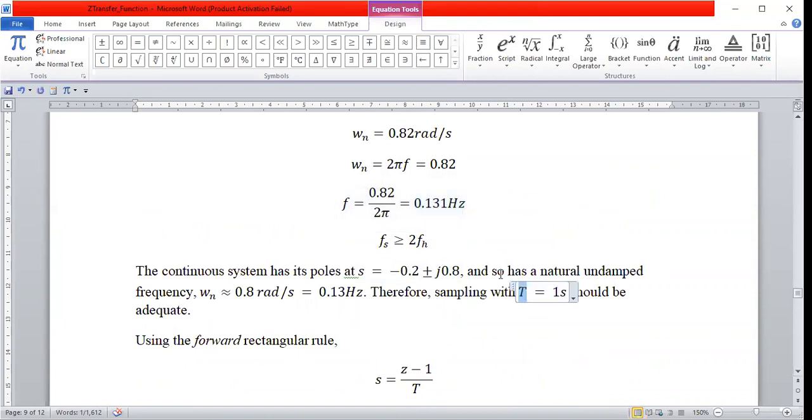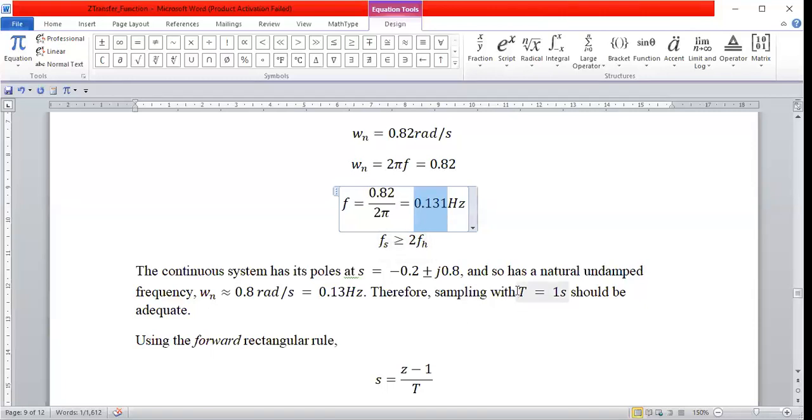So in a way, we have to work out the sampling time. If you are not given the sampling time, which is the case in this question, you have to work it out. We've worked out the frequency as 0.131. Then to choose the sampling frequency from the Nyquist criterion, as you've done in digital signal processing, the sampling frequency should be greater than or equal to 2 times the highest frequency. So our sampling frequency should be greater than 2 times this.